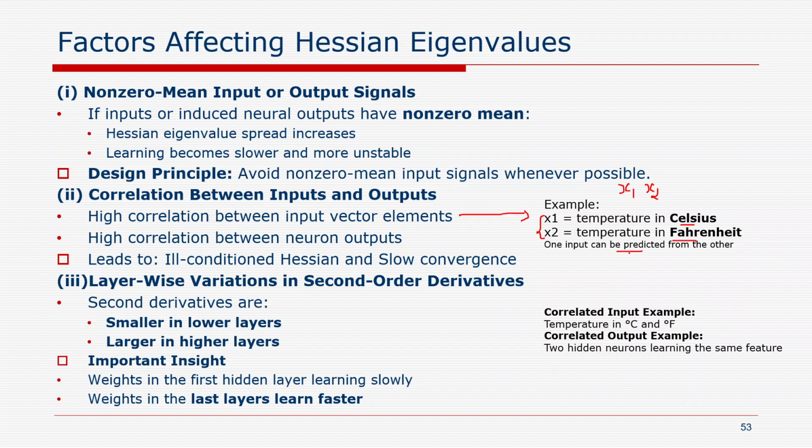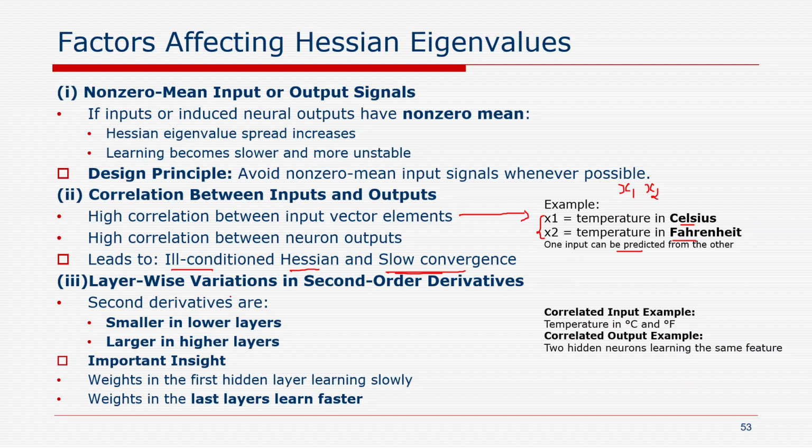What is the meaning of high correlation between the neurons' output? That is, if two hidden neurons are learning the same feature, then they are going to produce the same output. We should avoid highly correlated input vectors and high correlation between the output neurons, because this will lead to an ill-conditioned Hessian and slow convergence of the algorithm.